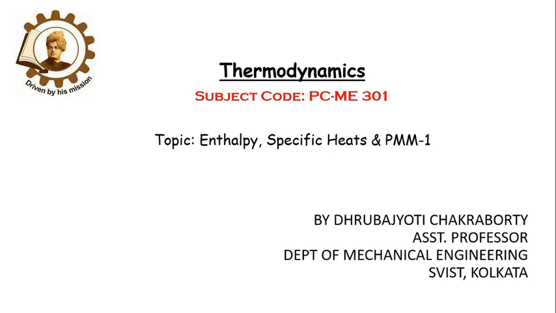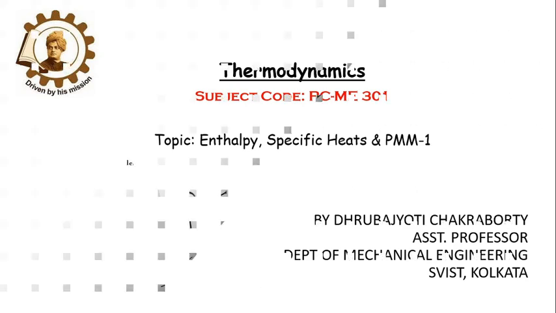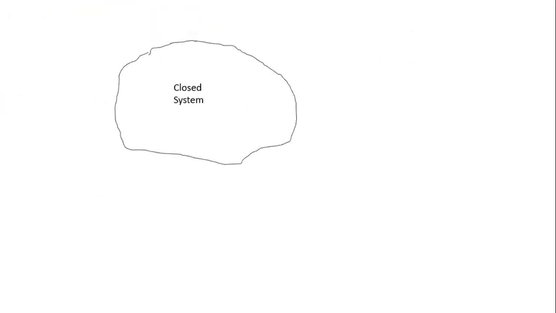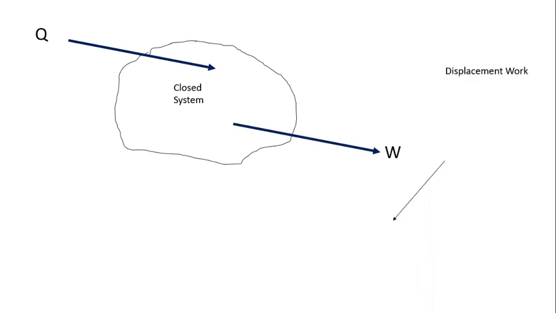Dear students, today's topic is enthalpy, specific heats and PMM1. So now if we consider a closed system and this closed system is receiving some quantity of heat Q from the surroundings and it is delivering some quantity of work W, that is the work done, and this work done is by the system.